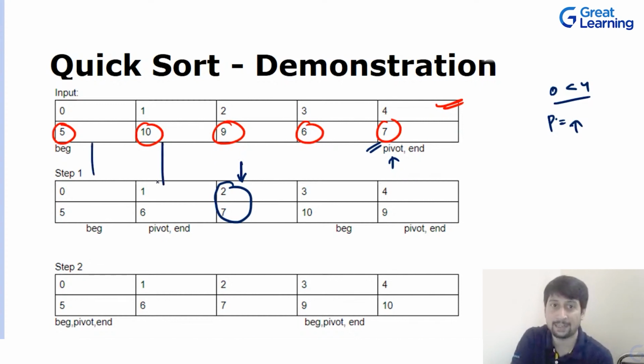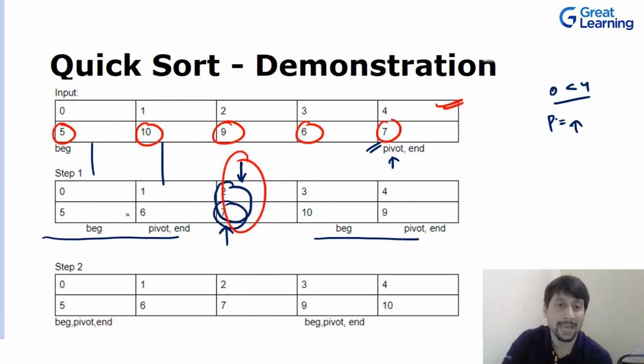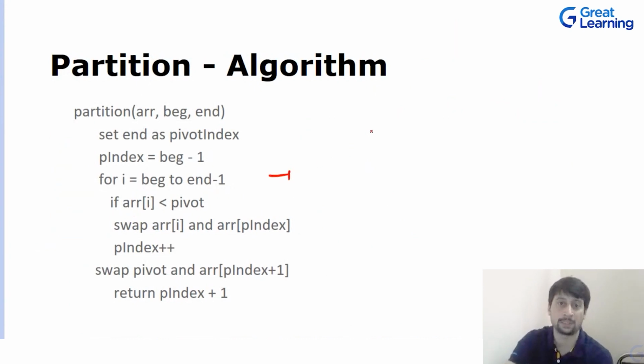The rest of the elements, 5 and 10, are replaced. With 7 over here, these are the elements which are less than 7, and these are the elements which are greater than 7. You see the divide approach happening here. This 5 is less than 7, this 6 is less than 7, and this 10 and 9 are greater than 7. Now let's go back to this algorithm.